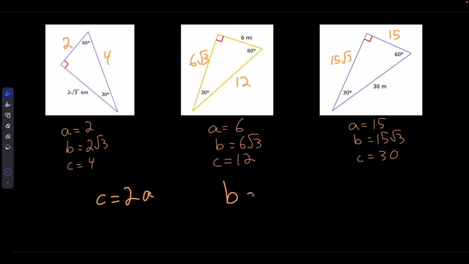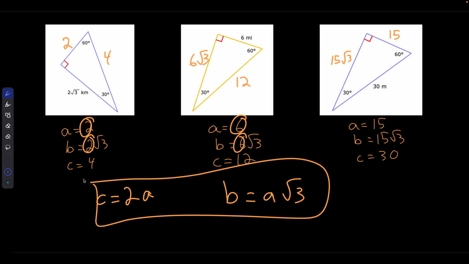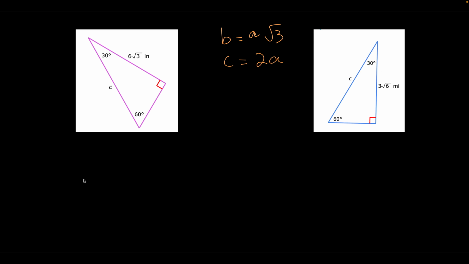And then B is always equal to, there's always a square root of 3, notice, and it's always A in the front, okay? So this was 2, so this was 2. This was 6, so this was 6. These are our two formulas that we are going to use. So, see how they work.